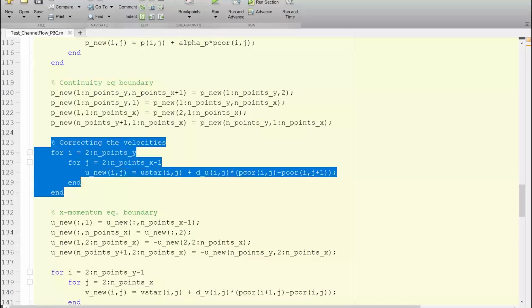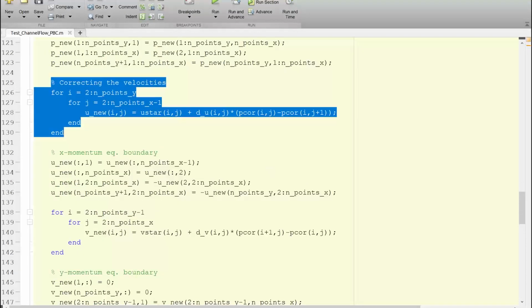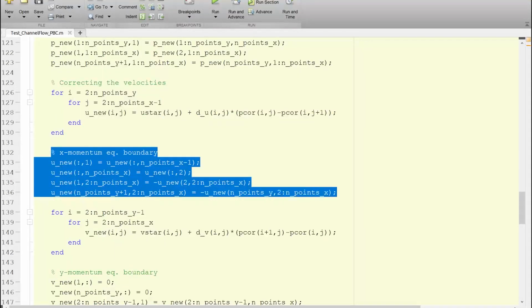Finally, after getting the pressure corrections, I update the velocity field. I get my u new using the u star and the pressure corrections, and again I implement the same boundary conditions on the u new field. So first I updated the u star and then implemented the boundary conditions there. Then I updated the u new using these pressure corrections and then implemented the boundary conditions again.